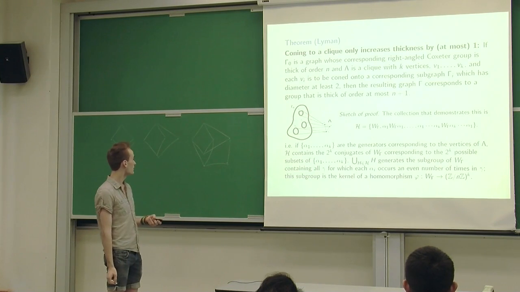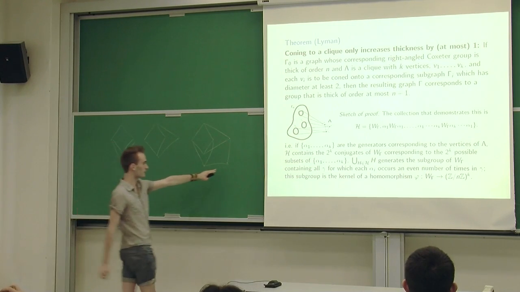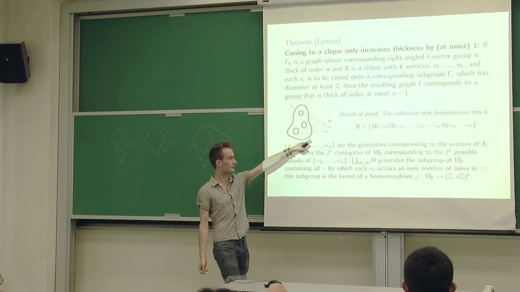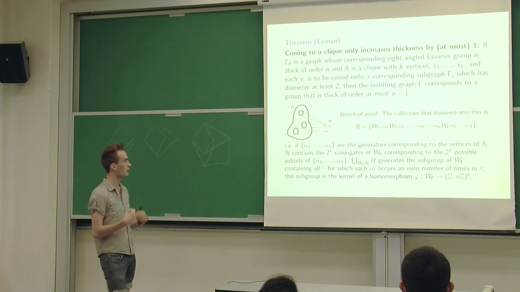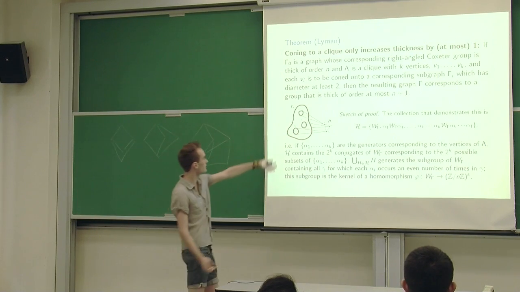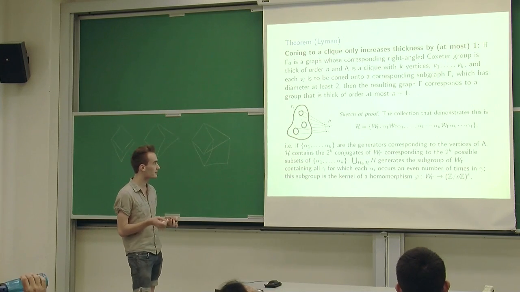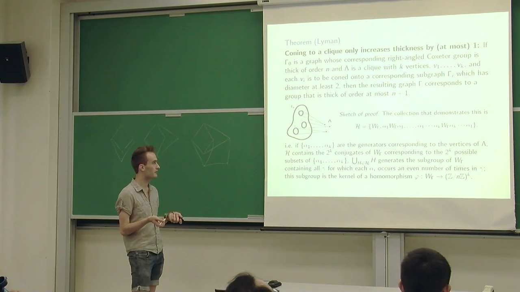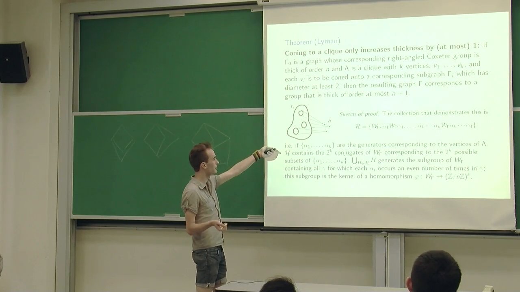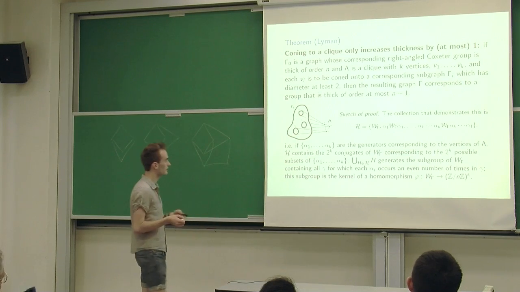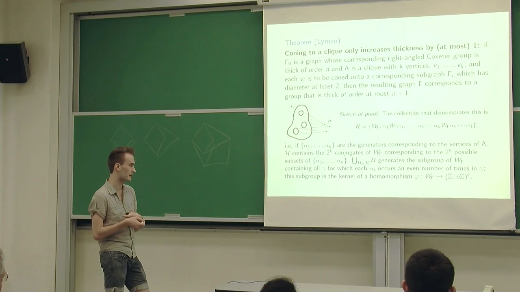So a theorem that I proved is that in coning, you can cone off not just one vertex, but you can cone off an entire clique. For example, this is a little triangle. And you only go up thickness by order at most 1. So if Γ_0, which is this little circly thing, is a graph whose corresponding right-angled Coxeter group is thick of some order n, and Λ is a clique with k vertices, and each of them is coned off on some diameter 2, i.e. not complete or not clique subgraph, then the resulting graph Γ corresponds to a group that is thick of order at most n plus 1.